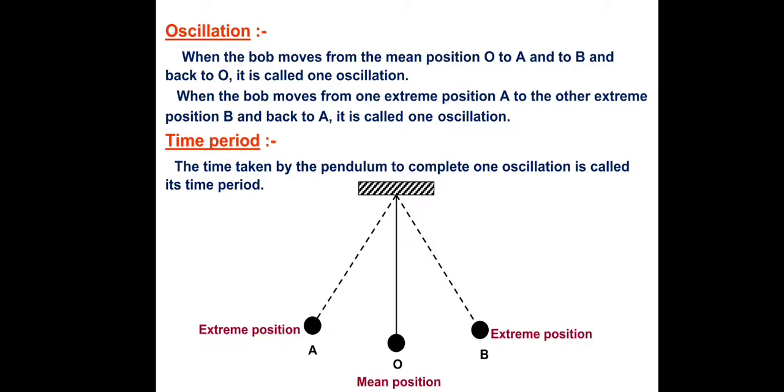The time taken by the pendulum to complete one oscillation is called its time period. Again, I'm repeating, the time taken by the pendulum to complete one oscillation is called its time period. It is, children, denoted by capital T, and it is measured in seconds.